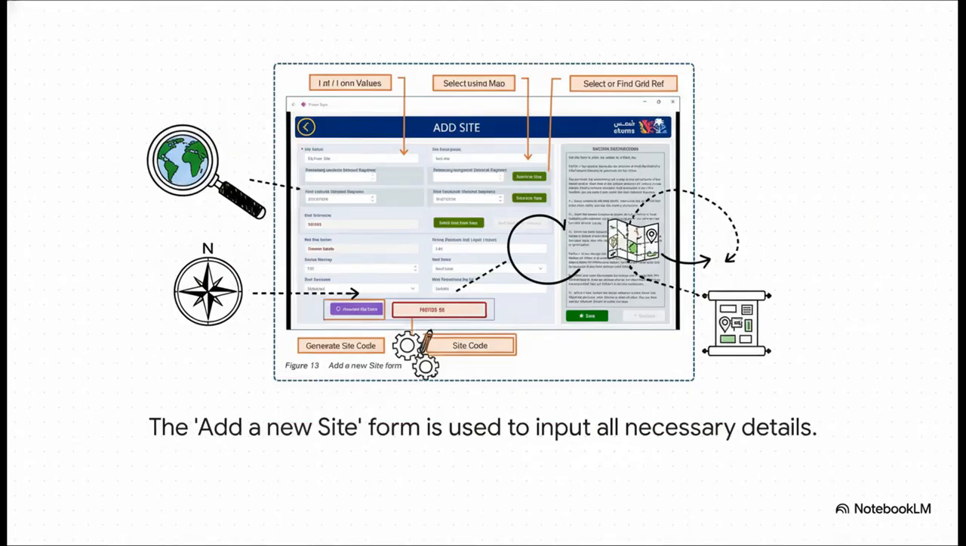So this is the Add a New Site form. Pretty straightforward. You start by putting in the site name and a description. Then you'll put in the location using the latitude and longitude fields. See that Select on Map button? That's a really handy tool, and we'll check that out right now.